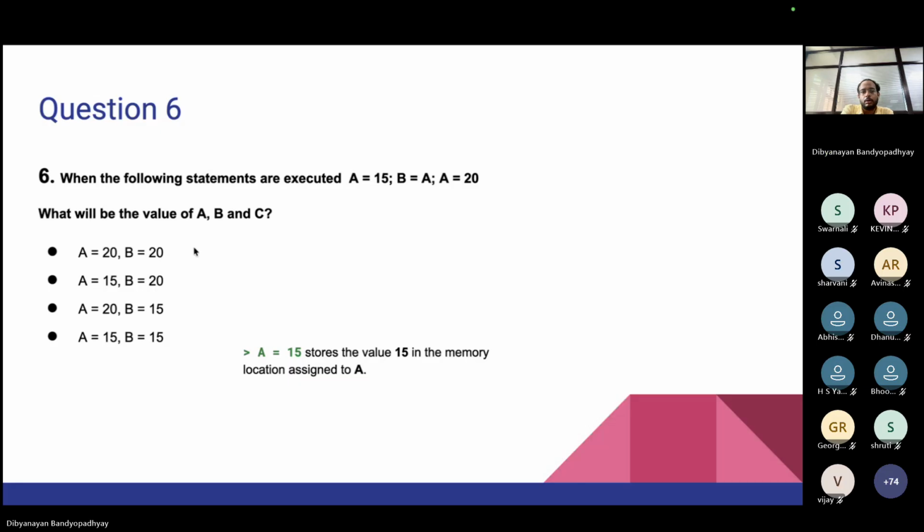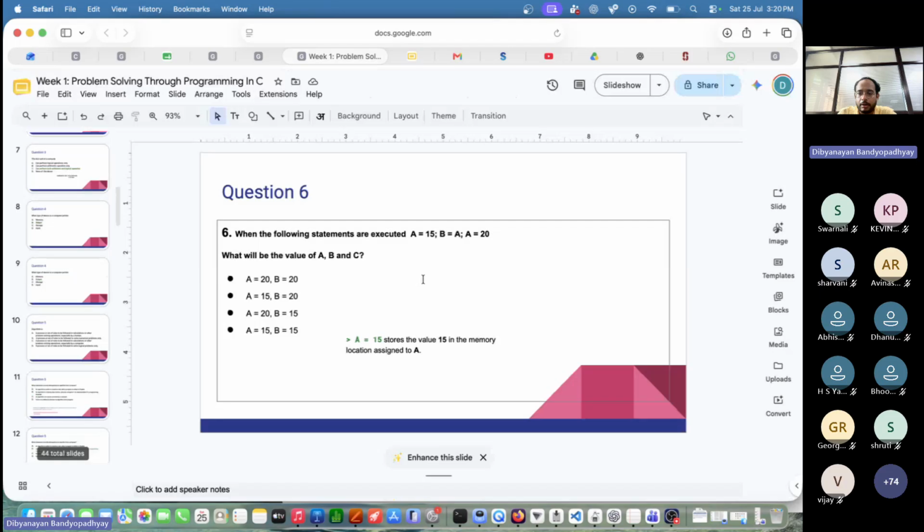So what do you think? Can you think of an answer actually? How to solve this question? Anybody can tell me any answer. These are the four options actually. What option do you think is correct? Can you tell me? You can chat maybe in the Teams chat.